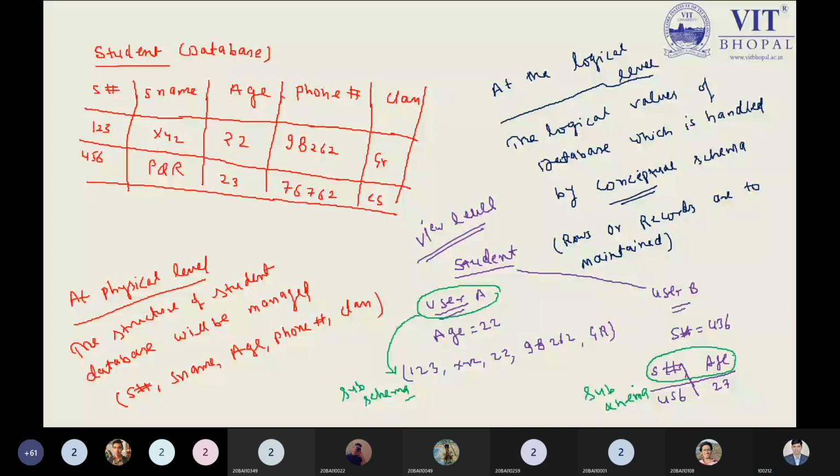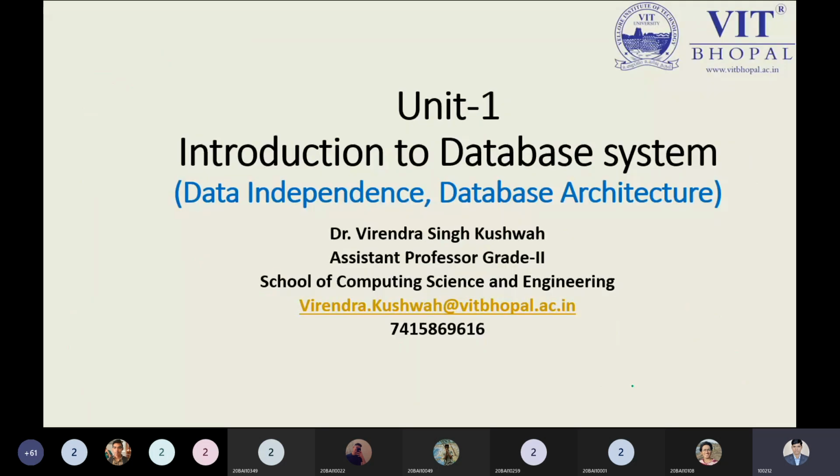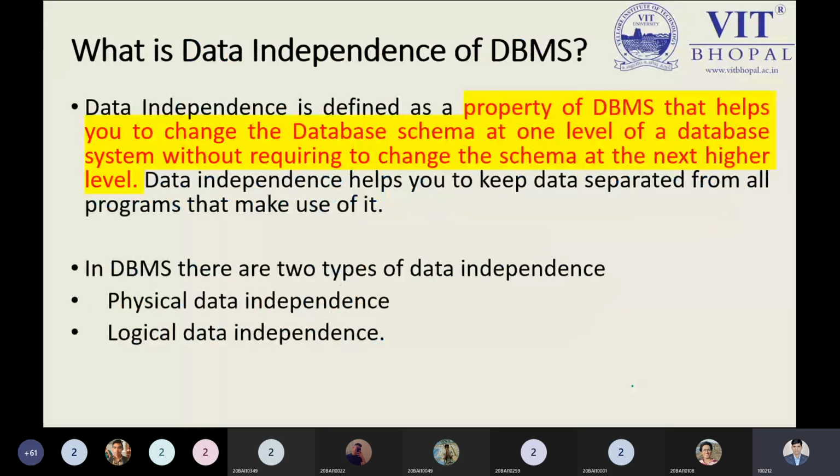Okay. So it's time to look at data independence. Without understanding the physical level, logical level, physical schema, logical schema, and view level or view schema, you are not able to understand data independence. We have some theoretical concepts here, so I will clarify the concepts step by step. Now, what is data independence of the database management system? This is the term we have to keep in mind.